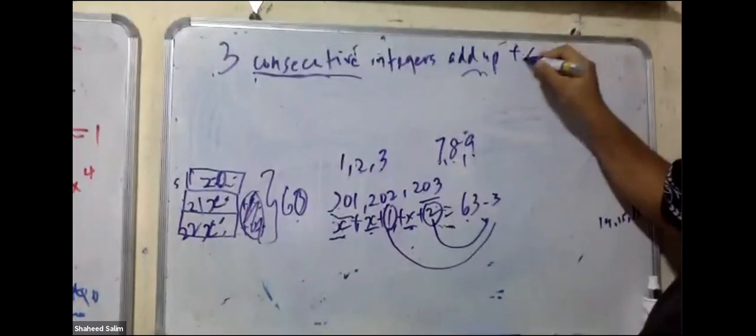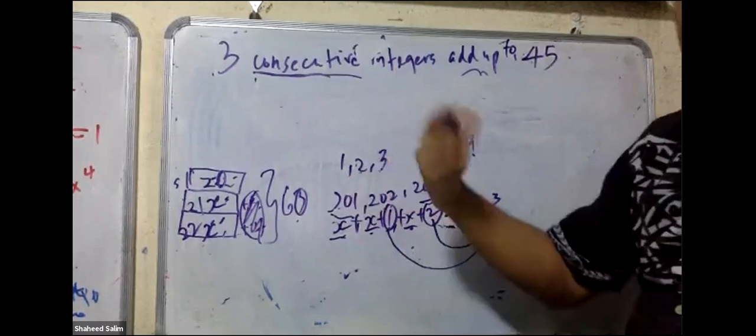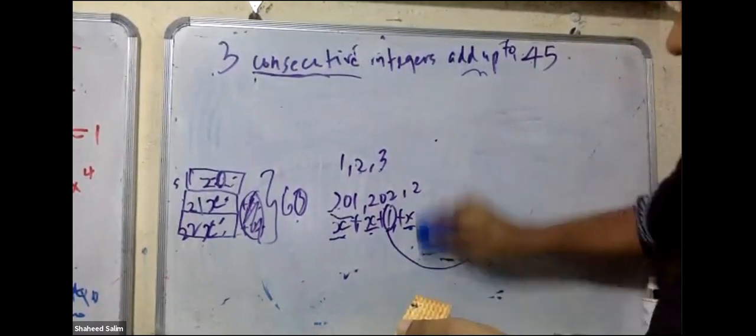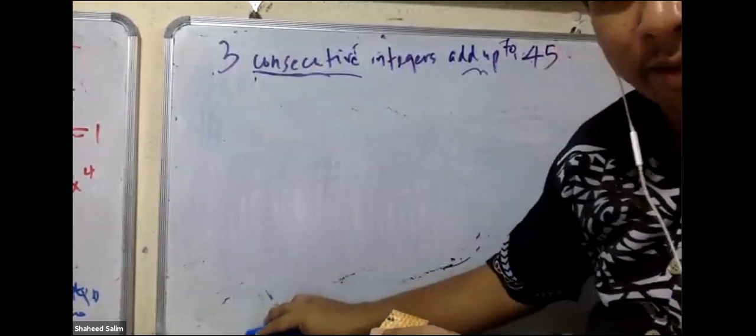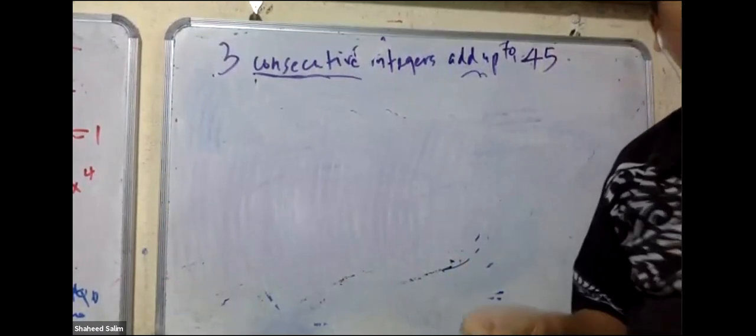All right, to 45. 3 consecutive numbers, one after another whole numbers, add up to 45. Now what are the 3 numbers? I should not have rubbed off. Never mind, you try. You can do it. Let x be the smallest number, that's the clue.